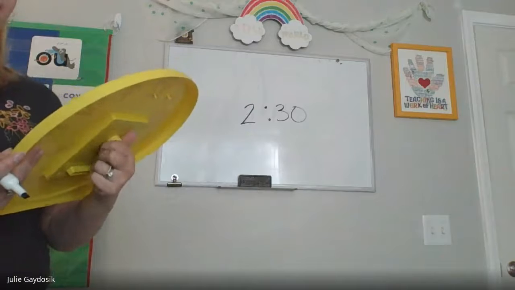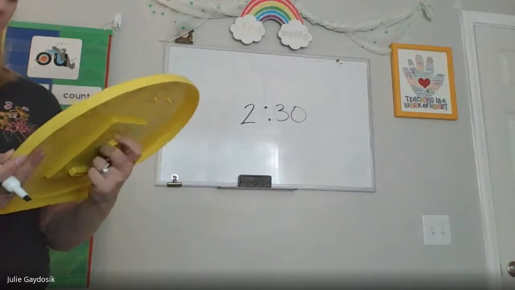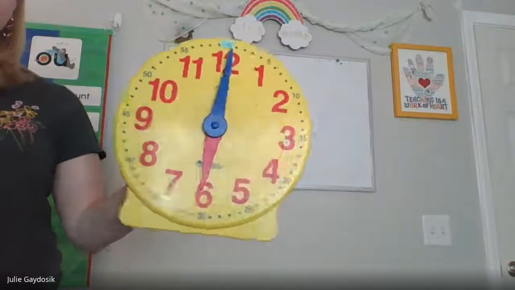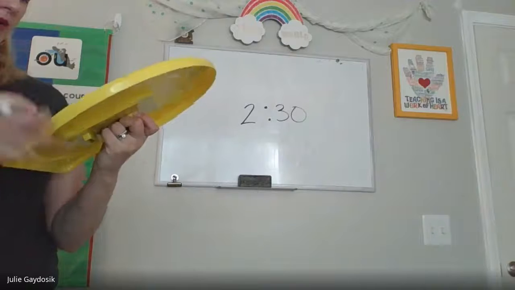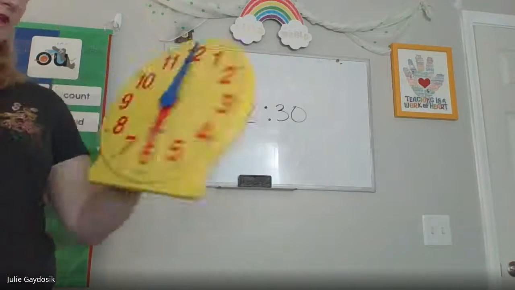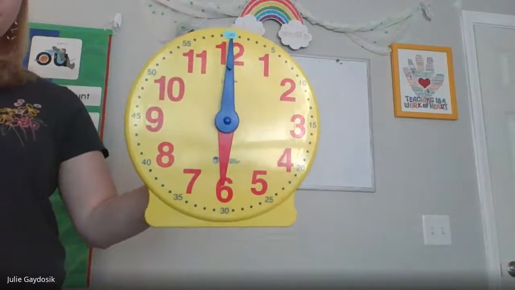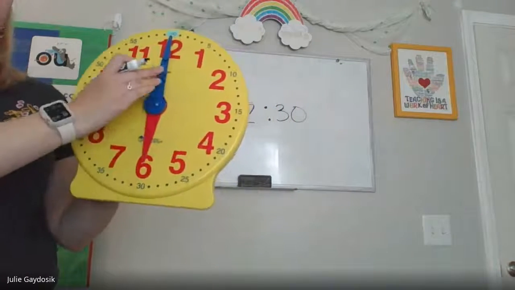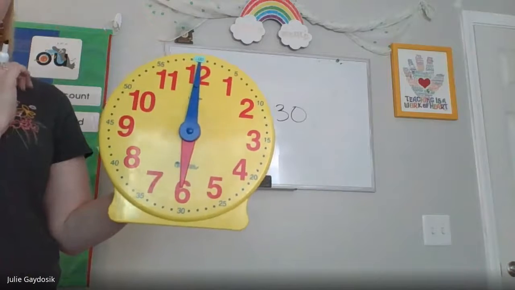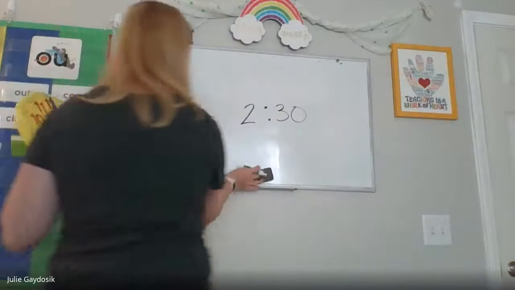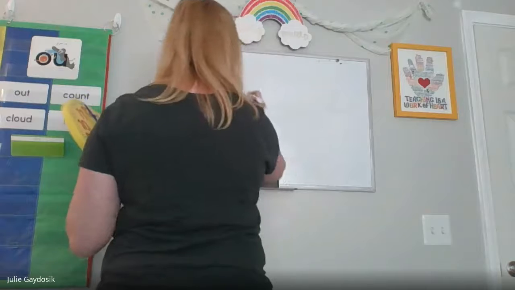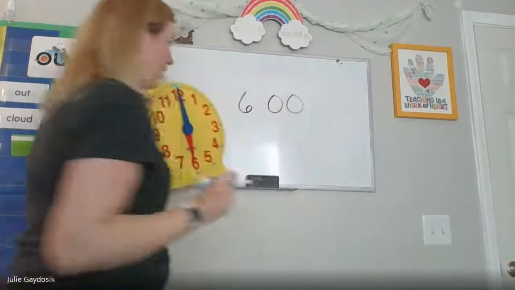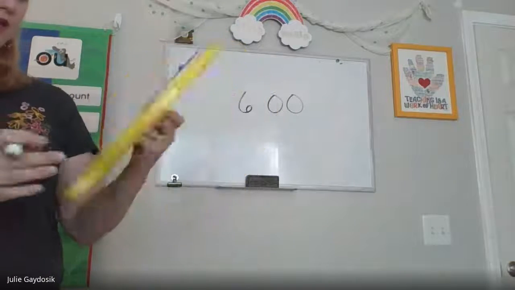All right, let's try another one. What time is this? Yep. Come on, hour hand, work with me. What time is this? Be careful to where the hour hand is pointing to compared to the minute hand. That's right. This time is 6 o'clock.